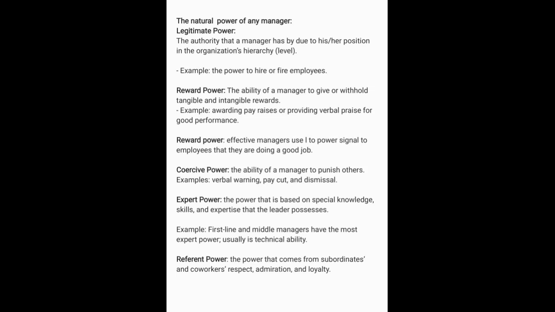The natural power of a leader or a manager. This is very important. Legitimate power means the normal power to recruit, to hire, to fire. Reward power is to appraise or to praise someone, to thank someone. Coercive power is to punish someone. Expert power is having technical skills or special skills. Referent power means how others view a leader or manager: admiring, respect, loyalty.